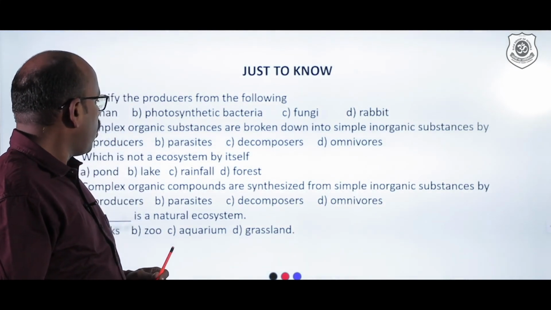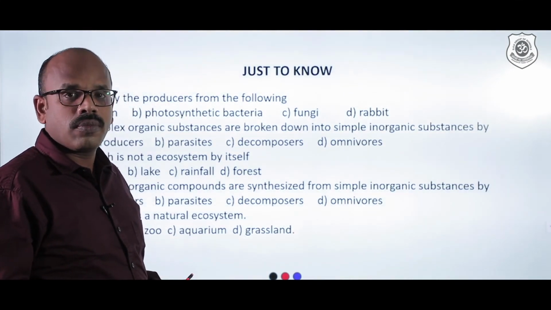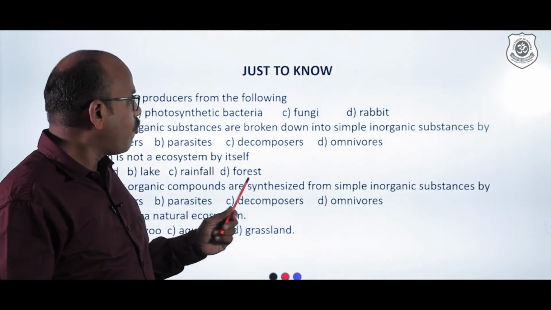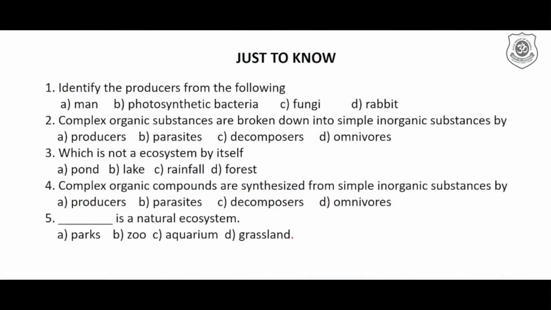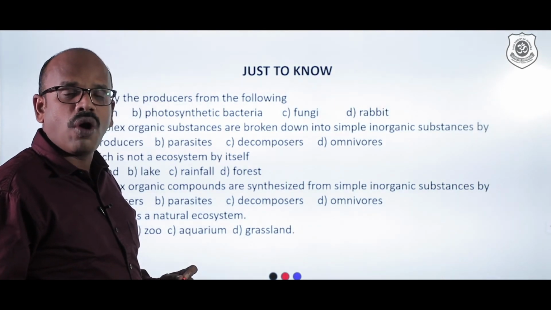Then the third question. Which is not an ecosystem by itself? Pond, lake, rainfall, and forest. Have you written the answer? We will go to the next question. Complex organic compounds are synthesized from simple inorganic substances by. You can see the difference between the second question and the fourth question. Here the complex organic substances are broken down into simple inorganic substances, and here complex organic substances are synthesized from the simple inorganic substances by: A. Producers, B. Parasites, C. Decomposers, and D. Omnivores. You can mark the answers. The last question. Dash is a natural ecosystem. Option A, Parks. B. Zoo. C. Aquarium. And D. Grassland. I hope you all could have written the answer.